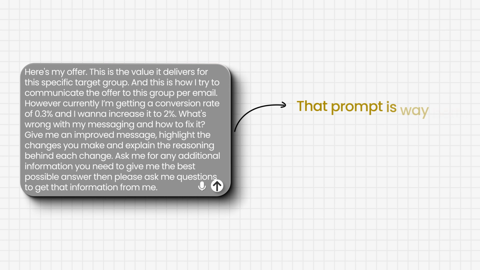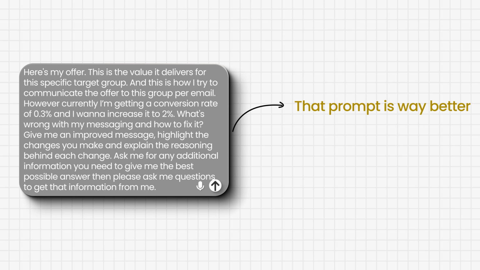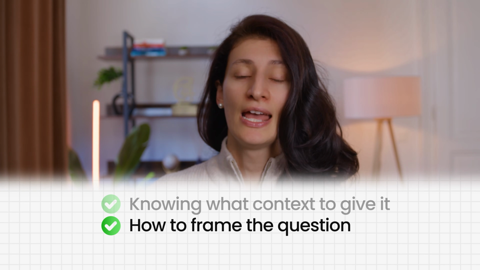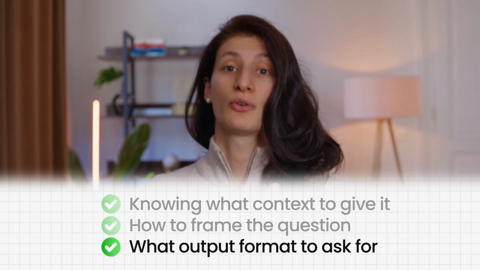Now that prompt is way, way better and will give you 100 times better and more accurate and specific answer, which is essentially how you want to leverage AI. And this is also why the prompt engineering concept became a thing. And it's not as fancy as it sounds, actually. It's literally just learning how to communicate your thoughts clearly to an AI model so that you get the best possible answer from it, which basically means knowing what context to give, how to frame or formulate your question, and what output format you want to get back.